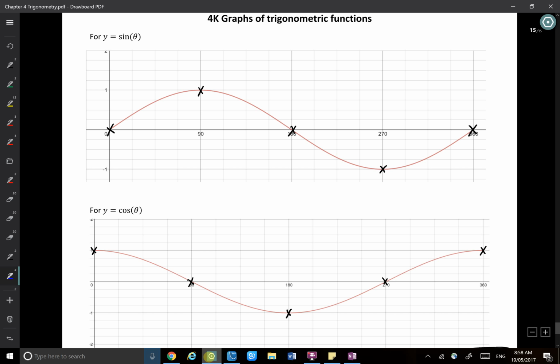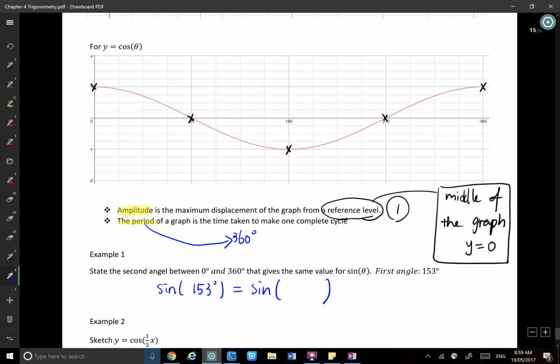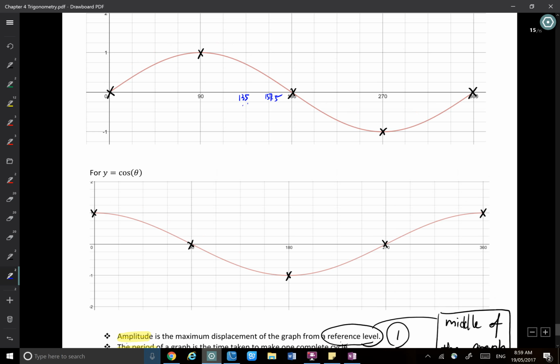1, 2, 3, 4. In between 90 to 180 is cut into 4 equal lengths. Then here will be 135. Half of it, 157.5 is here. So you have the angle is 153 degrees. Okay, 153. So it's somewhere about here.